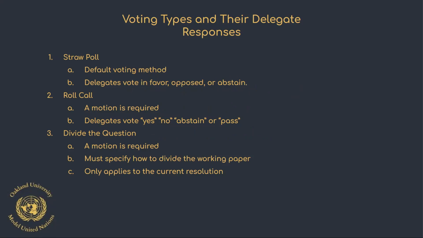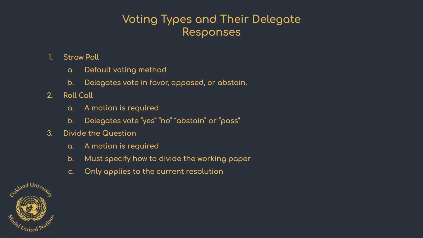Straw poll voting occurs by default and involves the chair asking the body in turn for delegates in favor, opposed, and abstaining. Delegates should subsequently raise their placards high upon the chair announcing the position they wish to take, and remain holding their placard until the chair signals the count has concluded.